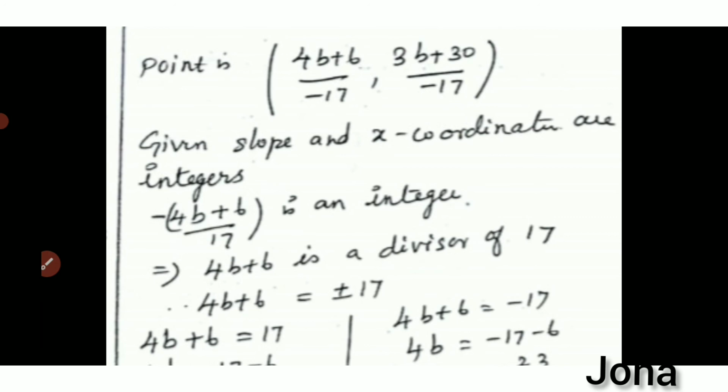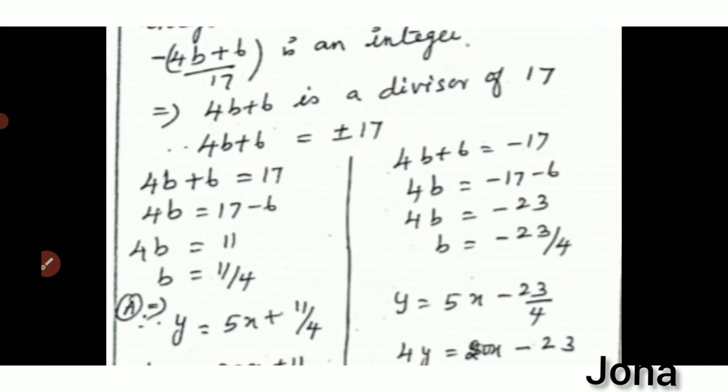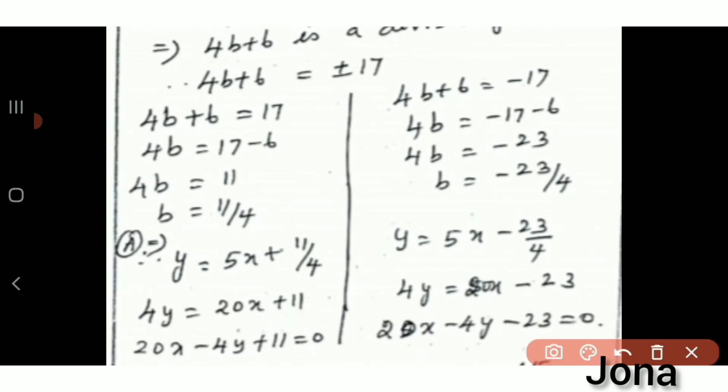So we can take that minus of 4b plus 6 by 17 is an integer. So 4b plus 6 is a multiple of 17. We can take this as plus or minus, so 4b plus 6 equal to plus or minus 17. I want to take this as plus 17 and minus 17. So we simplify that. 4b equal to 17 minus 6, 4b equal to 11, b equal to 11 by 4.